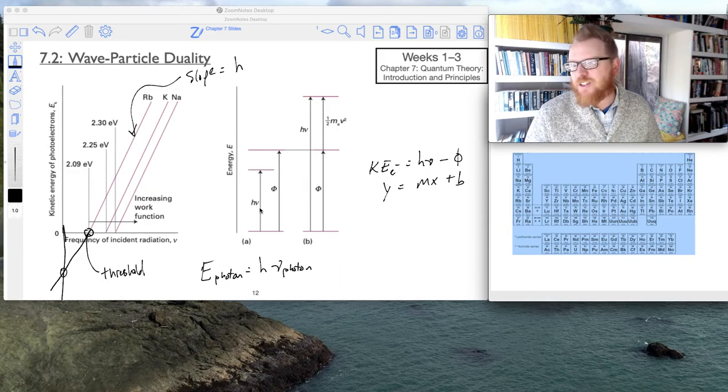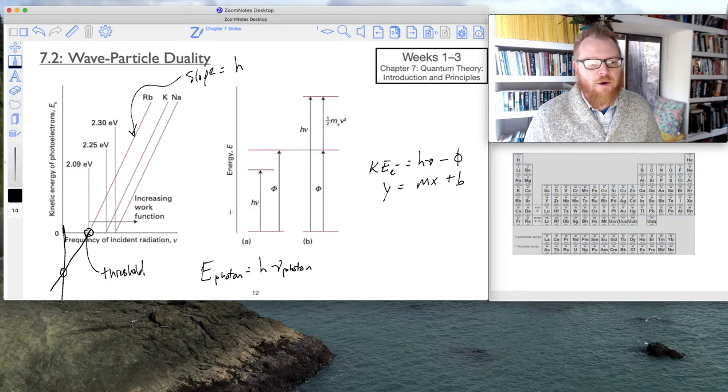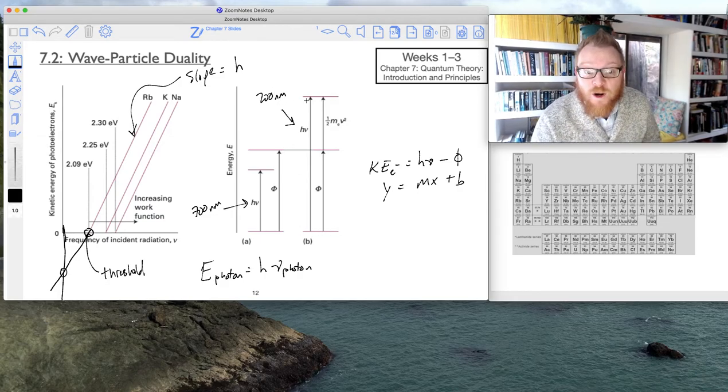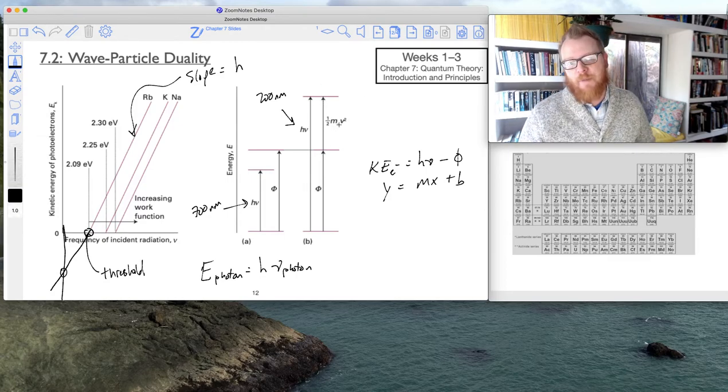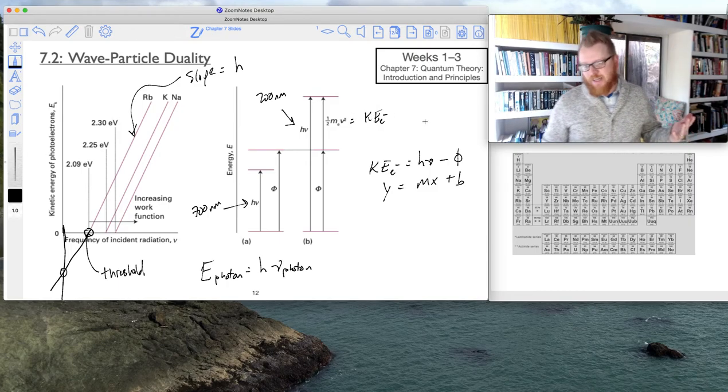And so this is very similar to the picture I showed you earlier. Suppose that this is 700 nanometer light. You can see it's not as energetic as the work function, right? But now suppose that this is 200 nanometer light. That is more energetic than the work function, and thus the difference between these will give us 1/2 mass times electron velocity squared, and that, of course, equals the kinetic energy of the electron.